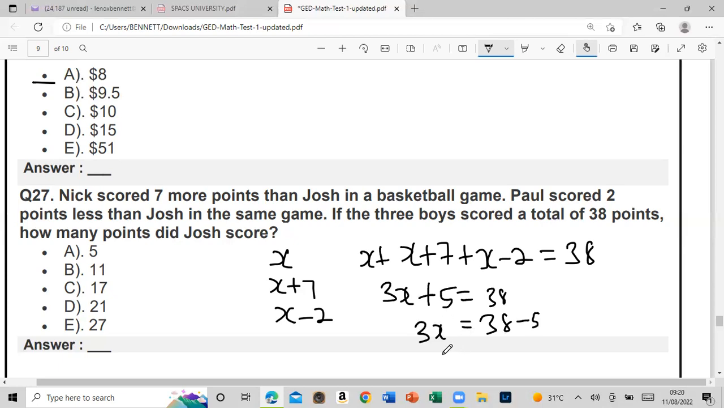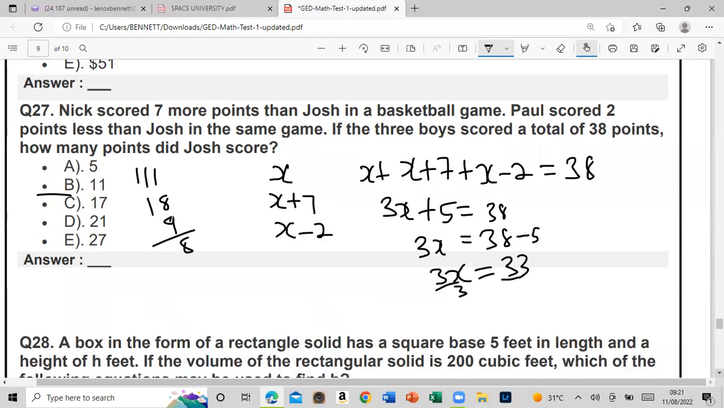So you can see the answer. It will be 3X equals 33, and then divide by 3. So that's 11. Alright, so Josh scored 11. That means Nick scored 18, as in 7 more, and Paul scored 9, as in 2 less. So 9 and 18 is 27, and 27 plus 11 gives 38. So that's 11. Notice they asked for Josh's score, but you could have asked for any other score.